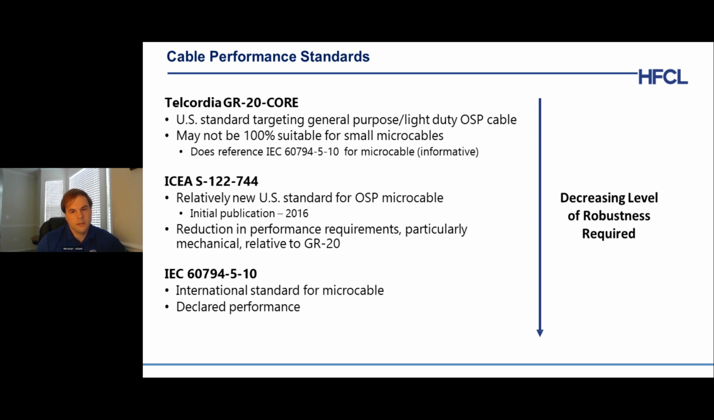But more recently, ICEA has come out with their standard, which is purely dedicated to microcable. Initially published in 2016, they do revisions every 5 years or so. And there's a little bit of a reduction in performance requirements, relative to GR-20. For example, the tensile strength is going to be reduced to 1 times the cable weight per kilometer, which is more than suitable for a blowing type application.